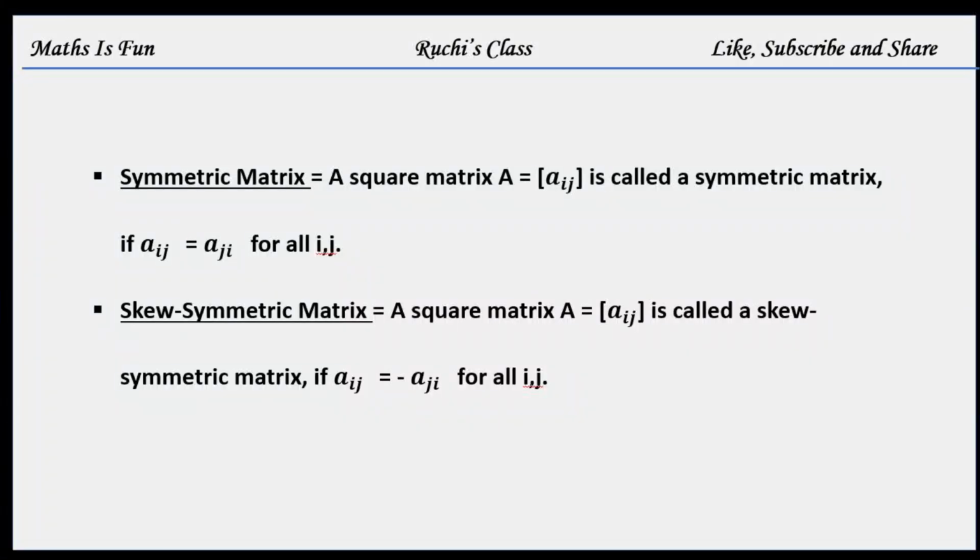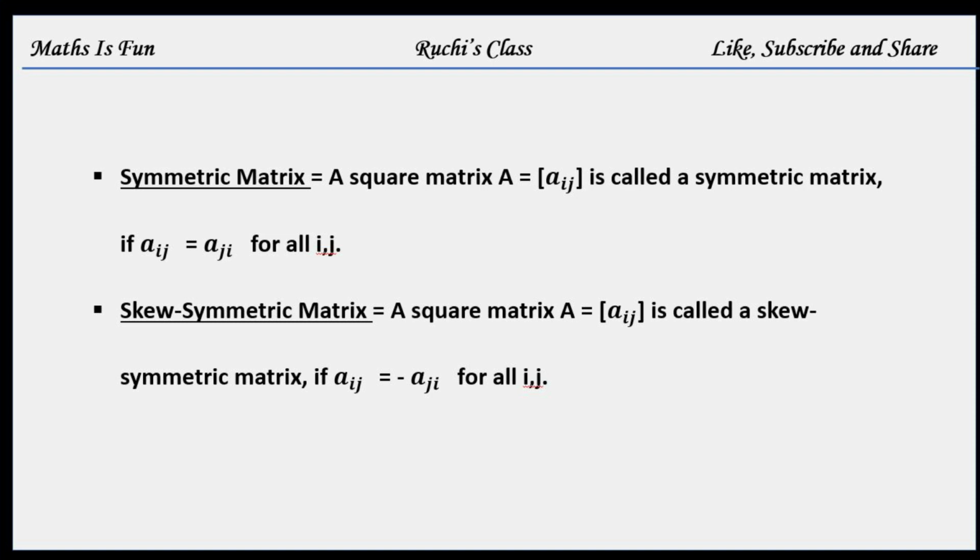Now we'll learn about symmetric and skew symmetric matrices. These matrices are based on the property of a transpose matrix. So what is a symmetric matrix? A square matrix A = [aij] is called a symmetric matrix if aij is equal to aji for all i and j. A skew symmetric matrix: a square matrix A = [aij] is a skew symmetric matrix if aij is equal to minus aji for all i and j.